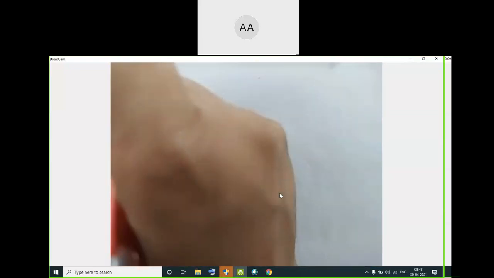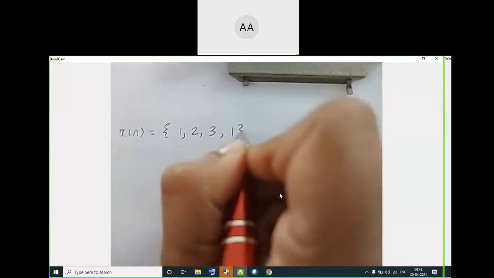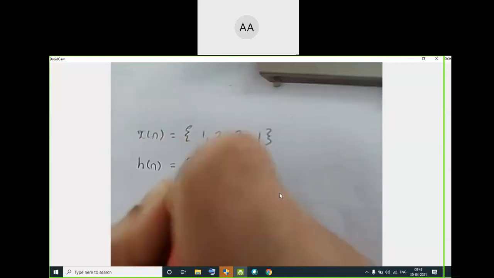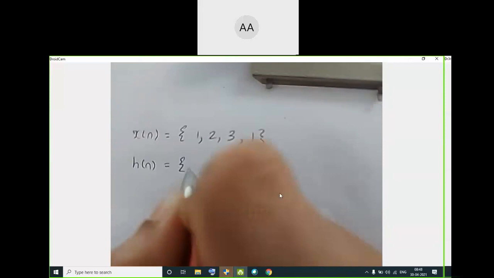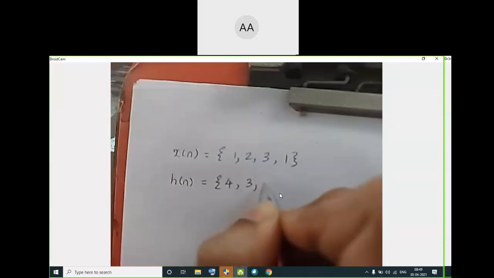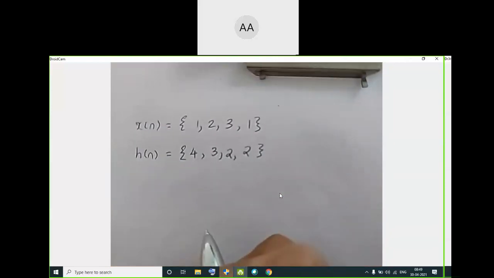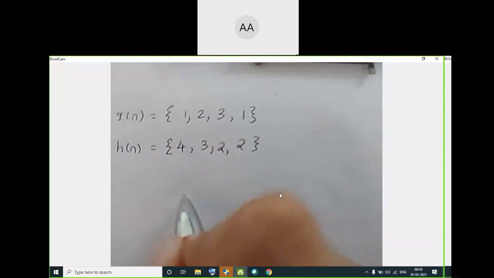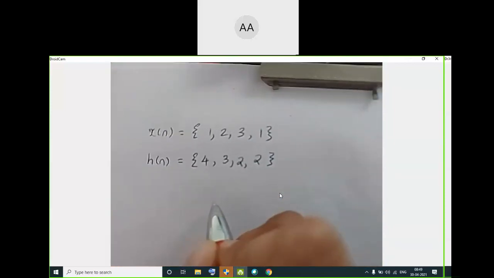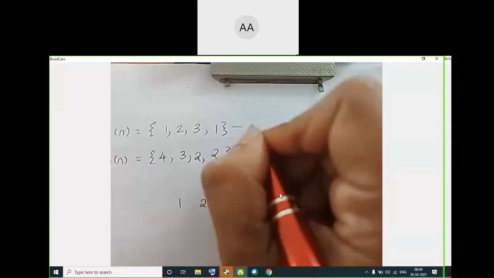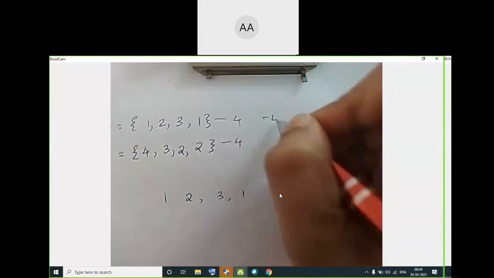Suppose I have a signal x of n. Let me take a 4-point value: 1, 2, 3, 1. h of n is 4, 3, 2, 2. If I do linear convolution, you are all aware of how you used to do it. The length of x is 4, the length of h is 4. Suppose this is L, this is M.